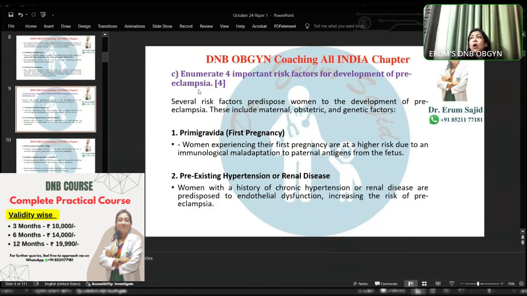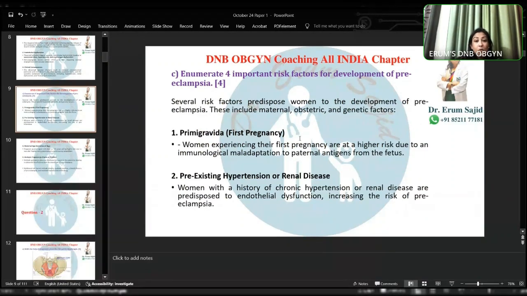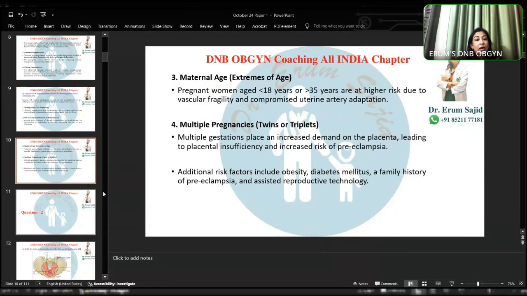This is a very, what do I say, stupid question to ask, because it's just enumerating four causes. What are we going to write down in this? Just a word or two, and they're giving 4 marks to such a small question. Okay.